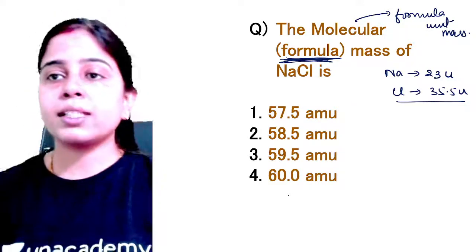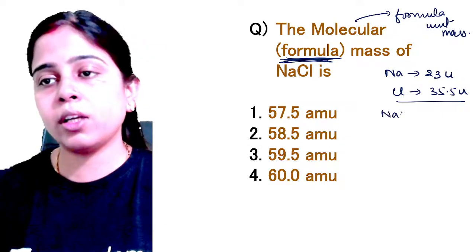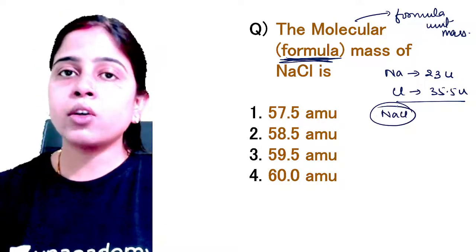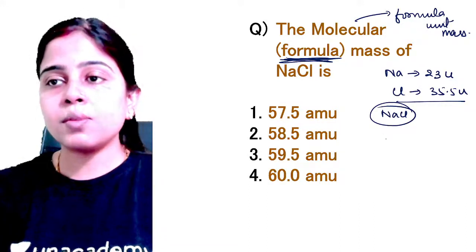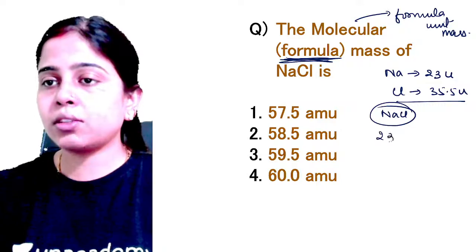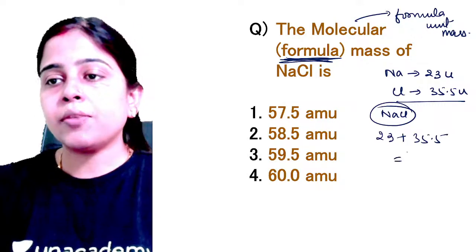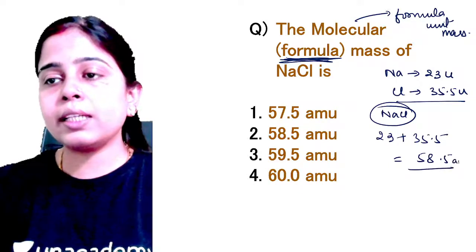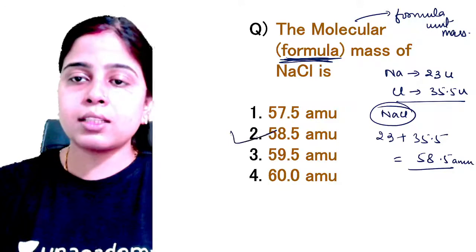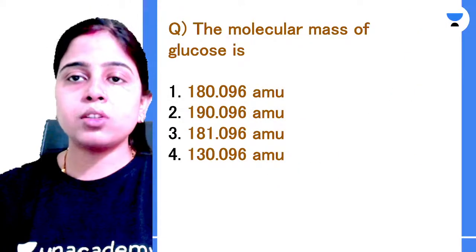Basically, we need to find out the molecular mass. In the molecule of NaCl, you can see you have one atom of sodium and one atom of chlorine. Sodium's one atom's atomic mass is 23 and chlorine's one atom atomic mass is 35.5. If you add both, 58.5 AMU is the correct answer. So option 2 is the correct one. Okay. Let's try and find out the other one.